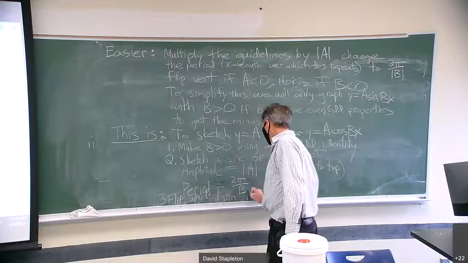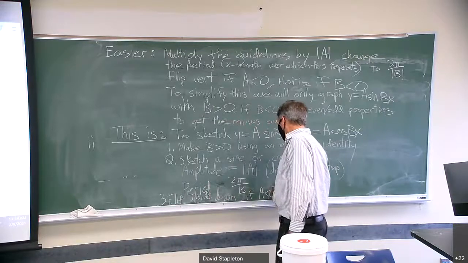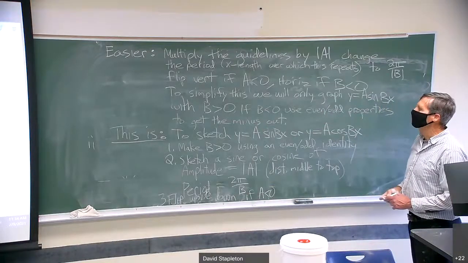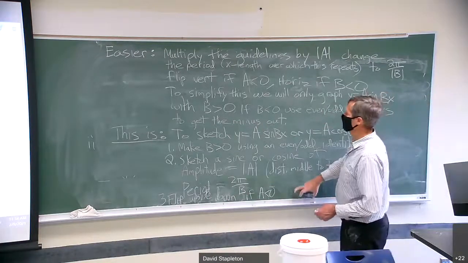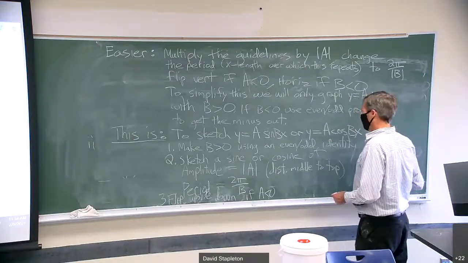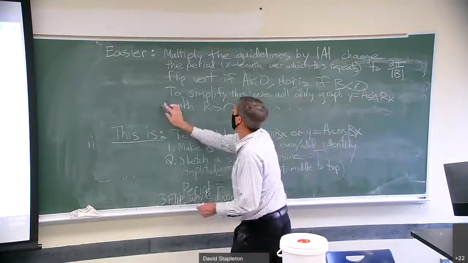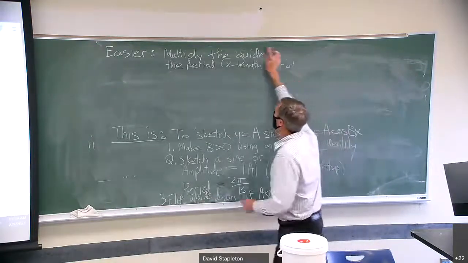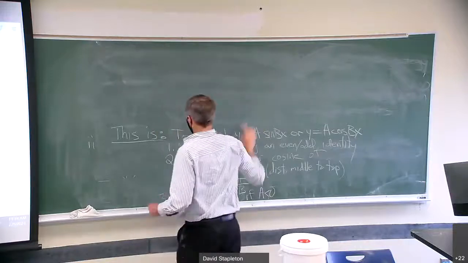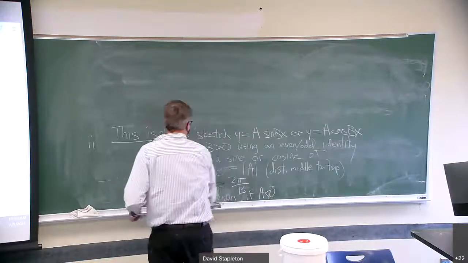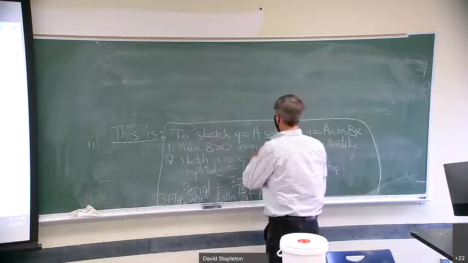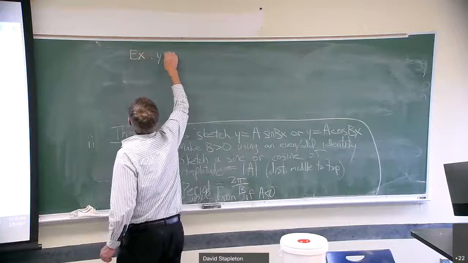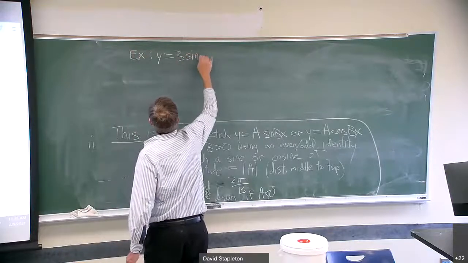That's it. Now I don't have to be a one-man band. I just do these 3 things. We'll do an example. Are there any questions on what I wrote down? Let me repeat the last example, just with this in mind. So this is the big graphing strategy for A sine Bx or A cosine Bx. Y equals 3 sine 2x.